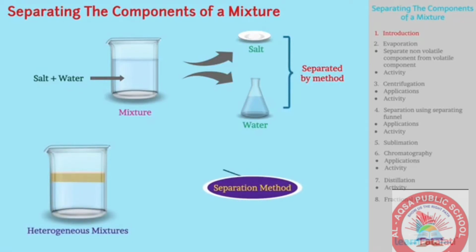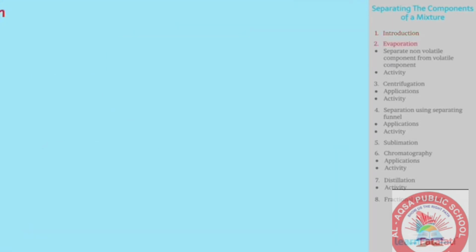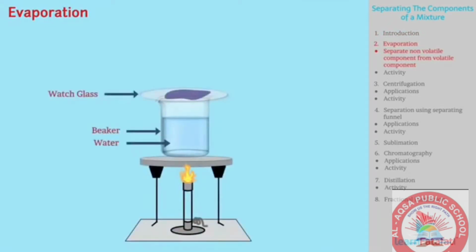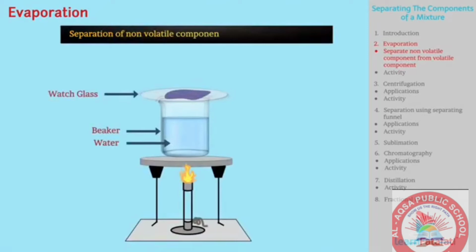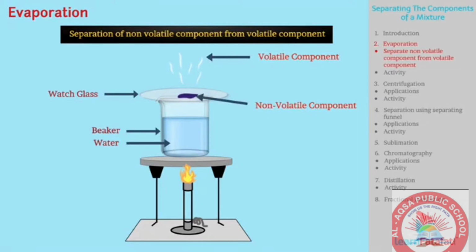Heterogeneous mixtures can be separated into their respective constituents by simple methods like hand picking, sieving, filtration, etc. Today we are going to discuss some special techniques for the separation. The first one, evaporation. Evaporation is useful for the separation of a non-volatile component from a volatile component.